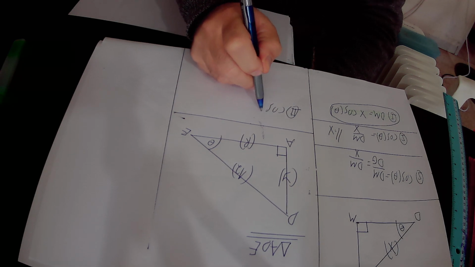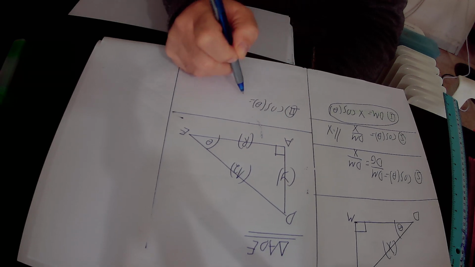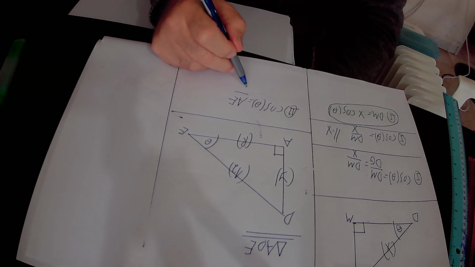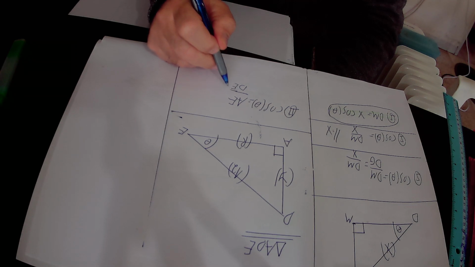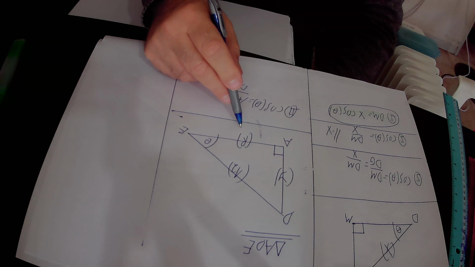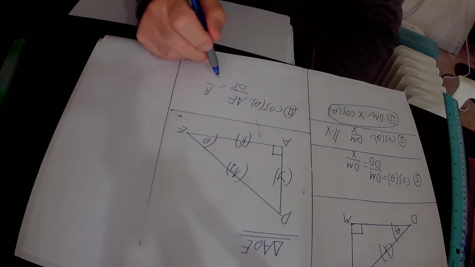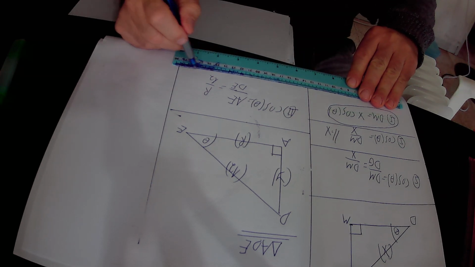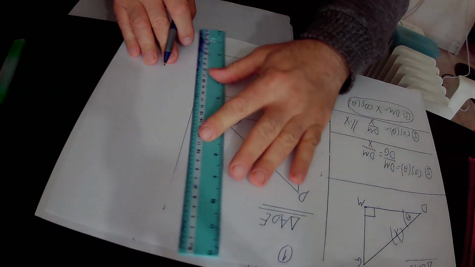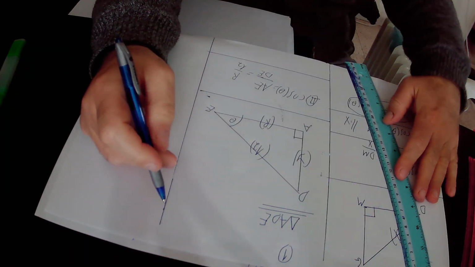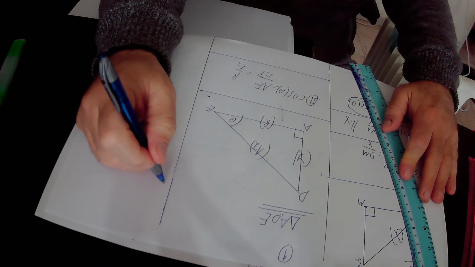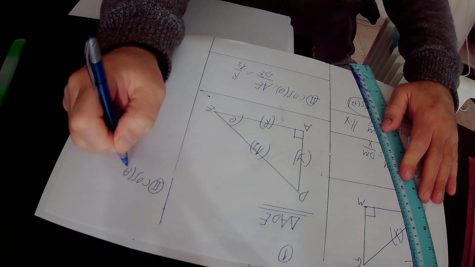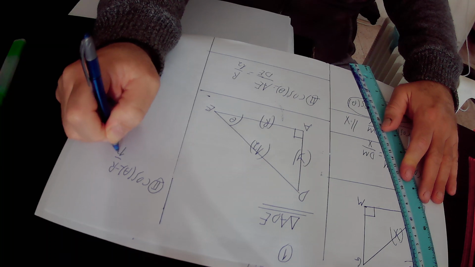In this right triangle ADE, it is very easy to see that cosine theta equals AE over DE. So cosine theta equals AE, that is r, over DE, that is 12. So according to this equation, equation 2, we found that cosine theta equals r over 12.